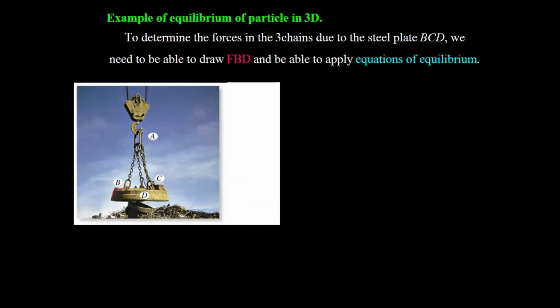This one is going to be a magnetic plate. When you turn it on, it will turn on, and then you use the crane to move the thing around. Then there are three cables connected to this point A.